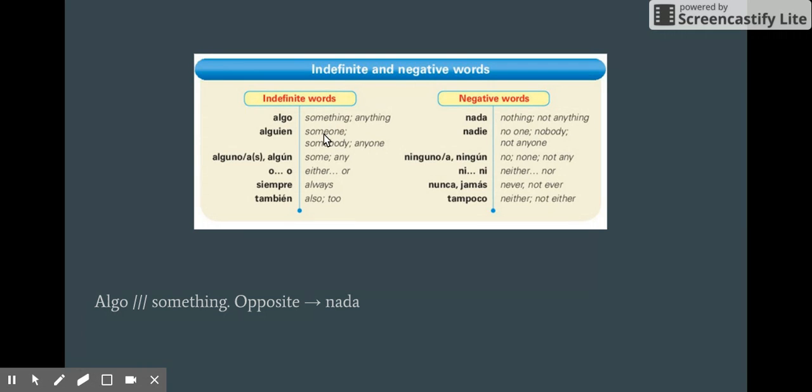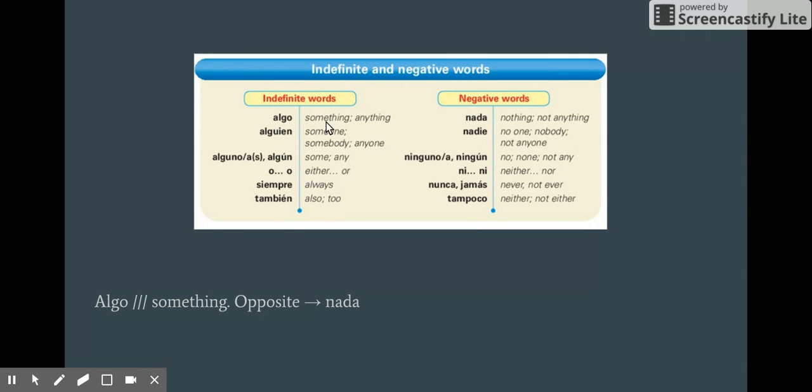Algo means something, alguien, someone, alguno or algún. All of these basically mean some or any, depending on if it's masculine or feminine. O... o..., either this or this, siempre, always, también, also, and so forth. So one thing is just the English definition, and the other thing is to know that whatever is directly across from it is its opposite or equivalent.